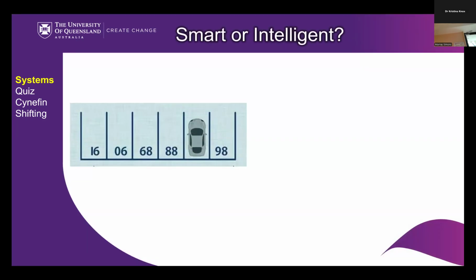So, all right, here's a question for you. If you haven't seen this before, what is the number underneath the parked car?